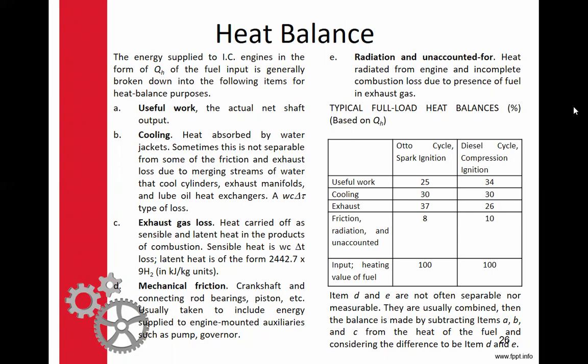C, the third: heat carried off as sensible and latent heat in the products of combustion. Sensible heat is a W C delta T loss. Latent heat is of the form 2442.799 H2 in kilojoules per kilogram.